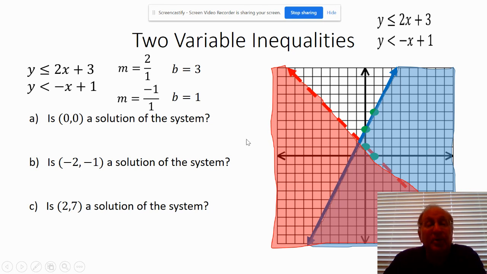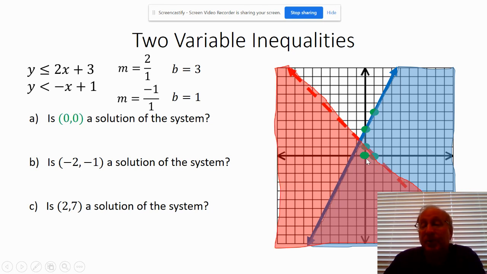So is 0, 0 part of the solution? Well, let's put a dot. 0, 0 is in this area, so it is part of the solution. Negative 2, negative 1. If I put a dot, it's on this line here. Notice if it's on this line here, it is still part of the solution. So the answer is yes.